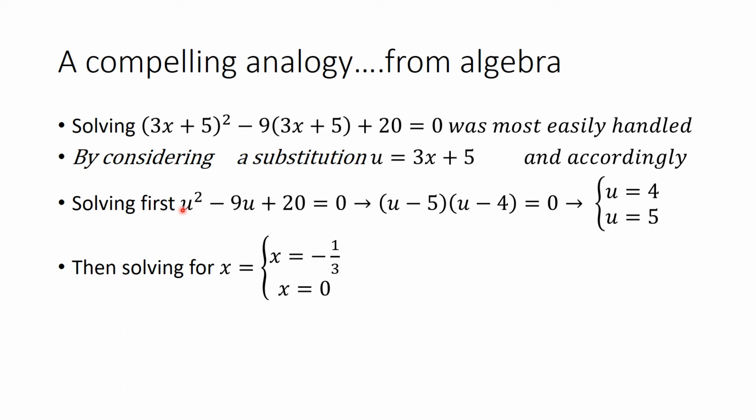Accordingly, we have u squared minus 9u plus 20 equals 0. It is much tamer, and it will factor. If you want to solve this, you will get u is 4 or u is 5. But then we really weren't finished because the problem asks us to solve for x, so we have to take 3x + 5 and set it equal to each value of u and solve for x, and at the end we get x is equal to minus 1/3 and x equal to 0. This really is a great analogy.